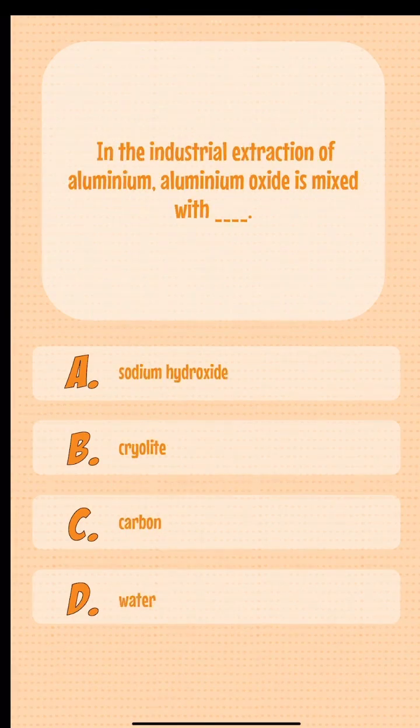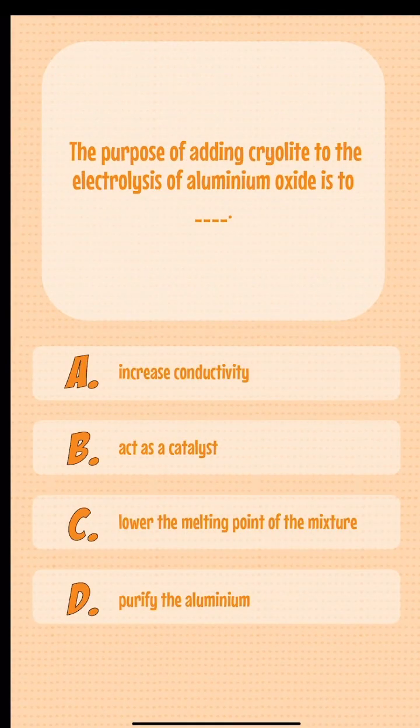In the industrial extraction of aluminium, aluminium is mixed with... Okay, I mentioned this literally 5 minutes ago. Let's make it a quick one and tap on the screen a few times, guys. So this is all in our notes. Yep, cryolite. It's mixed with cryolite. Well done.